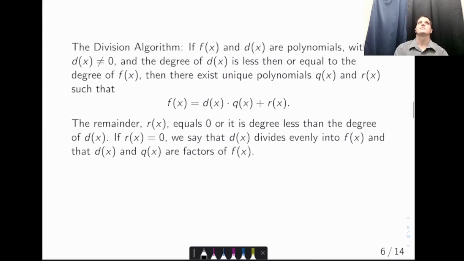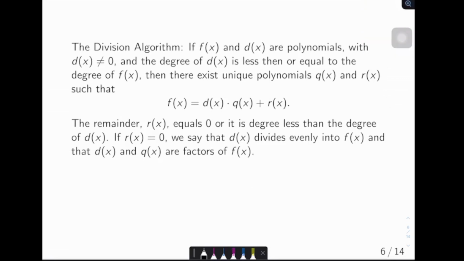Holy goodness. The division algorithm. Let's turn my face off again. All right, if f of x and d of x are polynomials with d of x not equal to 0, then the degree of d of x is less than or equal to the degree of f of x. Okay, so they're saying here that this right here has a power less than or equal to f of x.